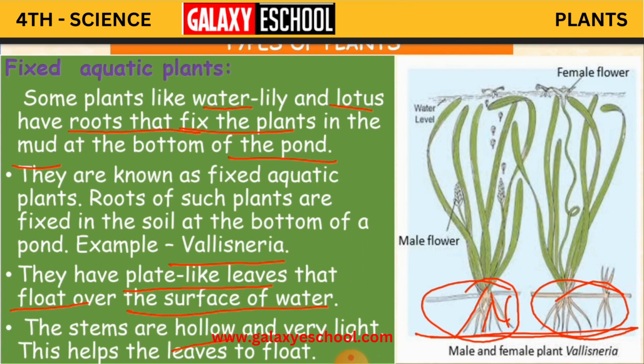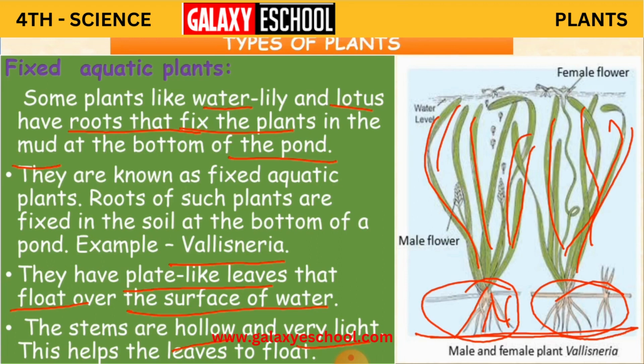Whereas if you see a desert plant, the stem contains water. That is why the stem is heavy for that. But here they are hollow. It's empty. That is why they are very light. These are the stems, children. Hope you are able to see this. So as they are very light, this helps the leaves to float over the surface of the water.